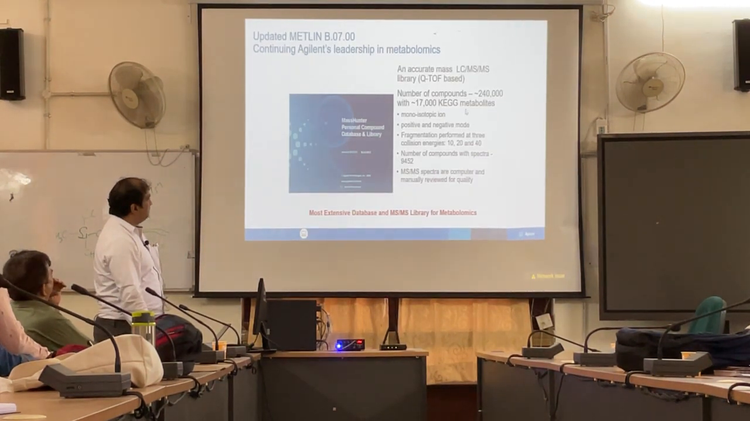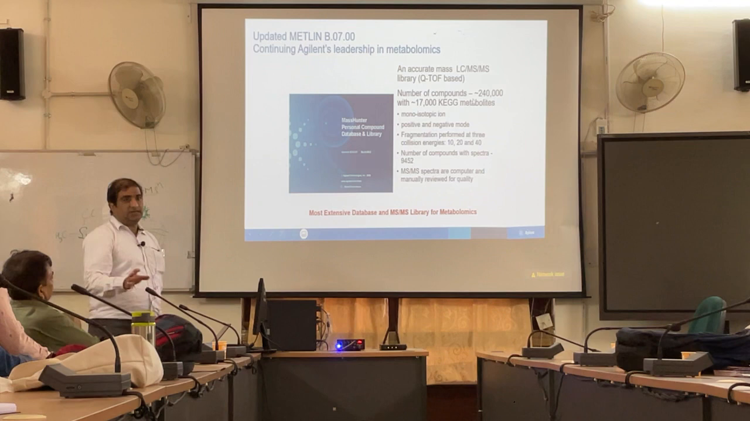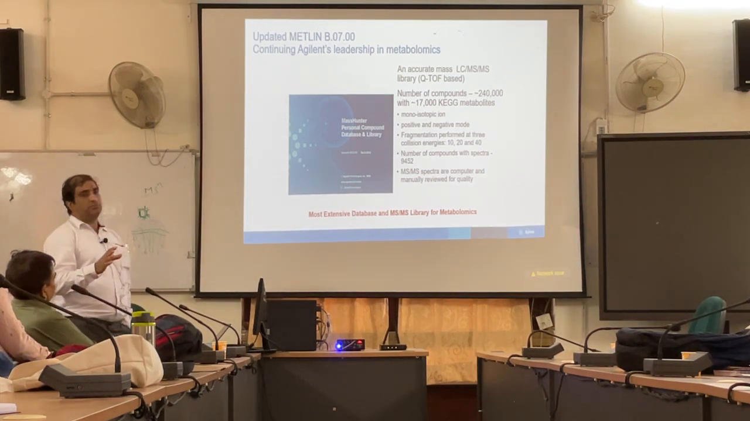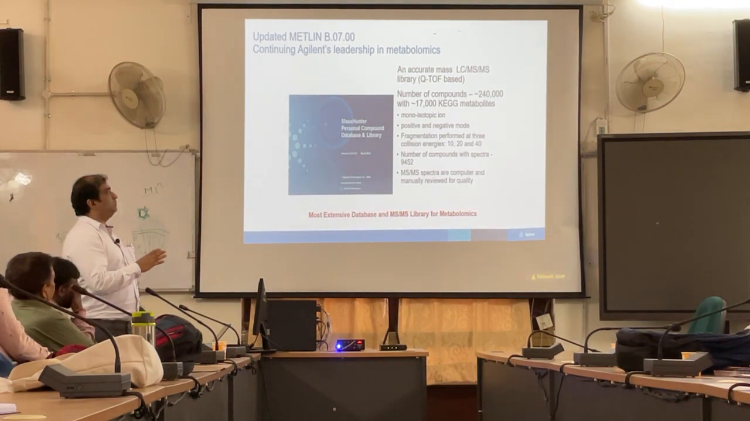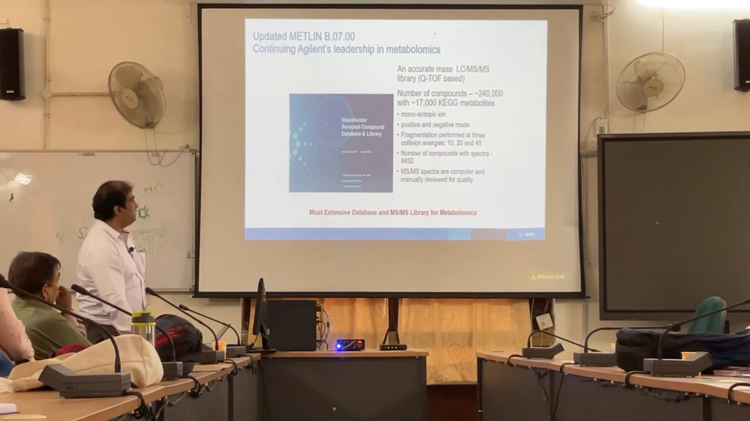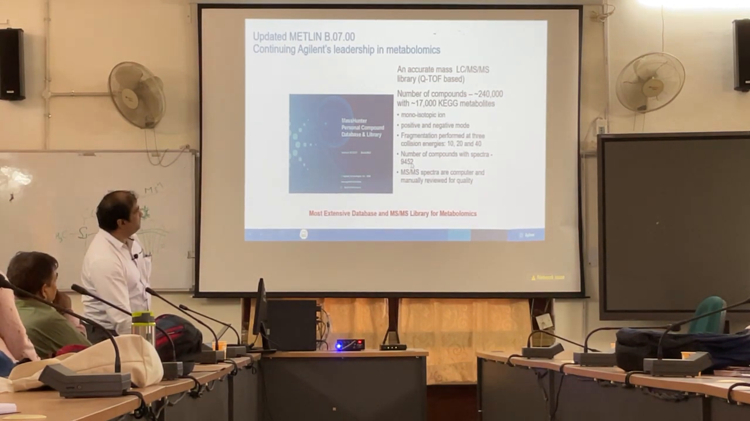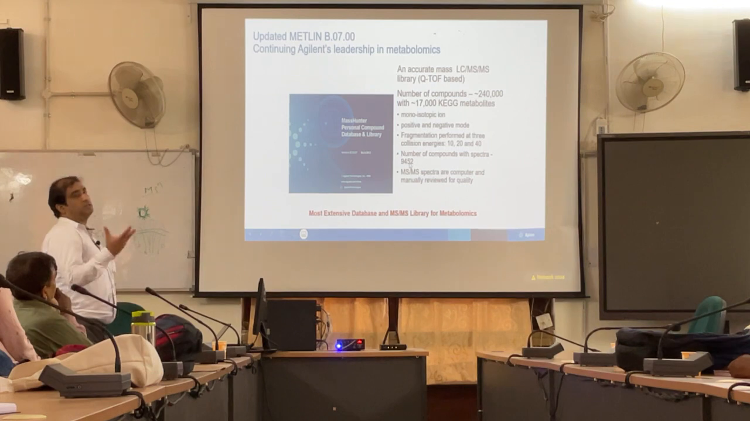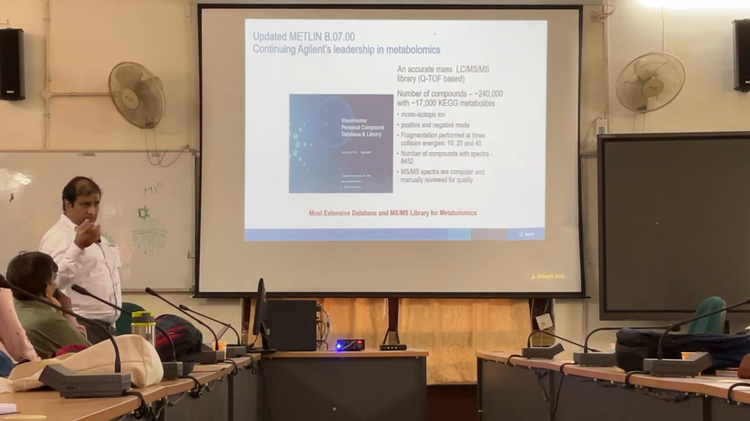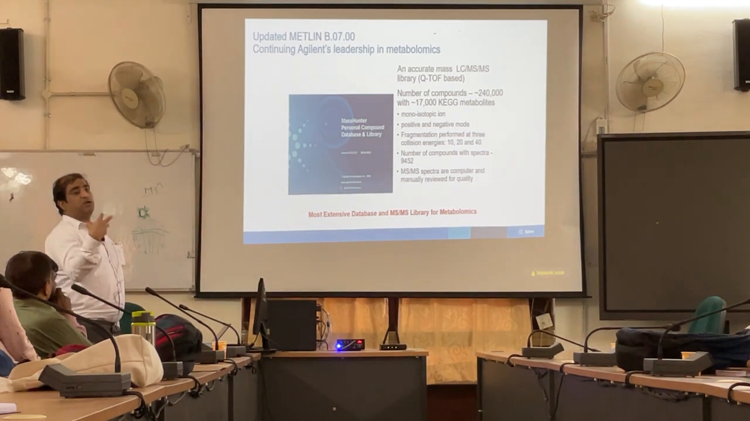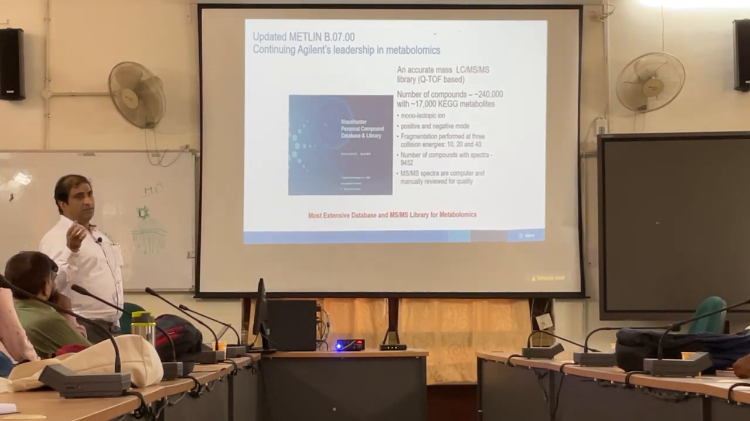Now for establishing the identity of compound, we have a Metlin library which has 240,000 compounds and 9,452 compounds with spectra, with MS/MS. So you choose the MS/MS match. Apart from that, there are a lot of bioinformatics tools which you can apply.